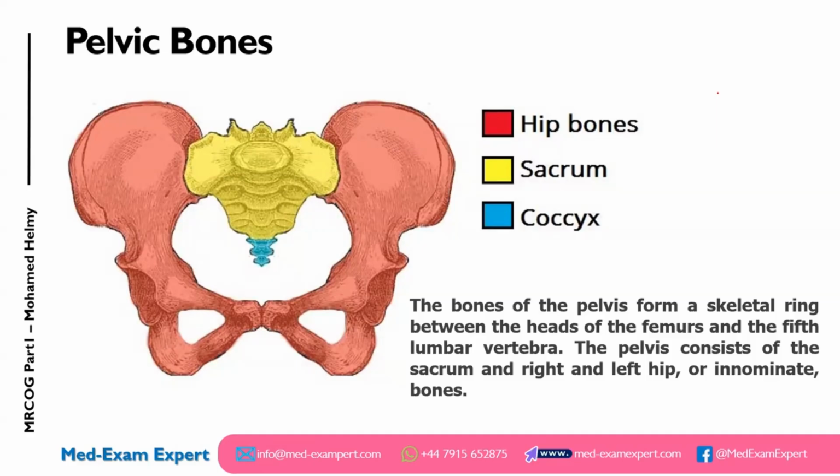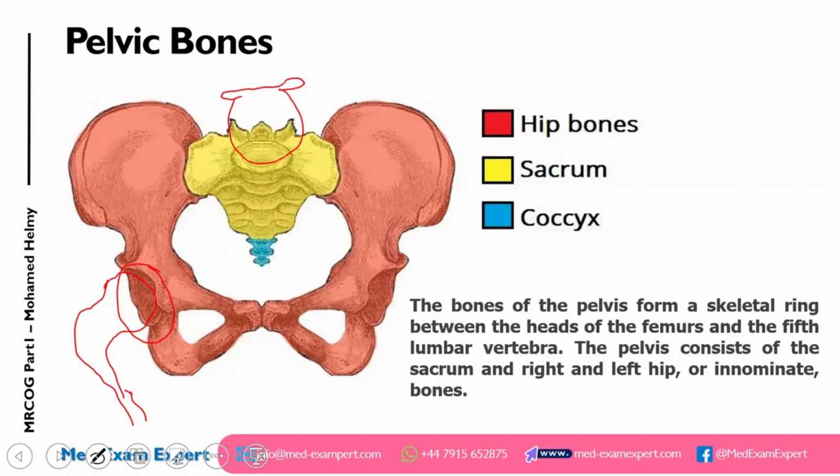So the bone of the pelvis is like a skeletal ring. It's like a skeletal ring between the head of the femur. Of course, the head of the femur is articulating here at the acetabulum. Okay, this is the head of the femur, and the fifth lumbar vertebrae, which should be here, above the sacrum.